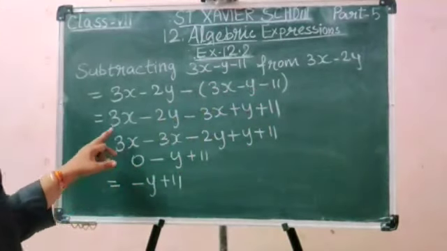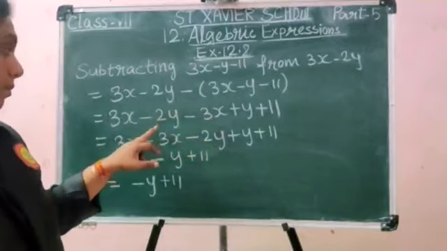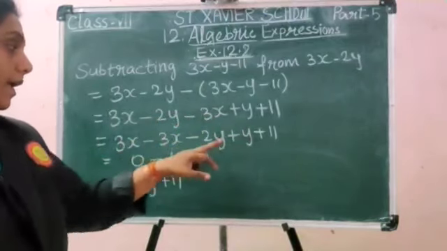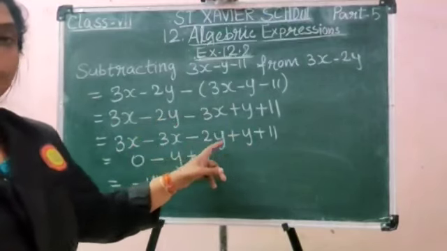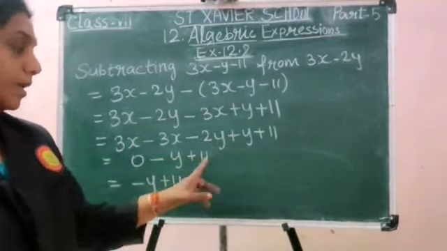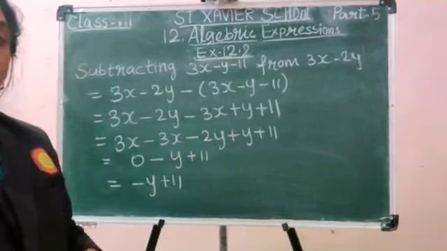Now collect the like terms. 3x minus 3x, minus 2y plus y, then plus 11. So 3x minus 3x will become 0, minus 2y plus y will become minus y, plus 11. So the answer is minus y plus 11.